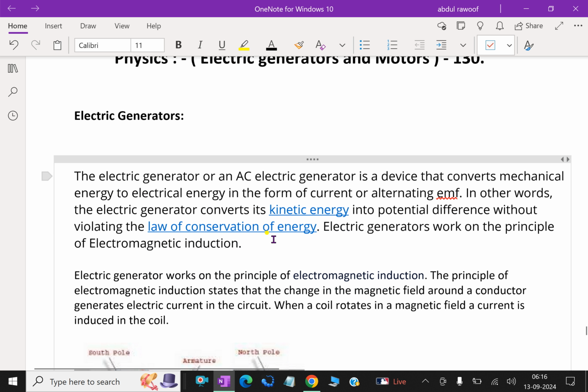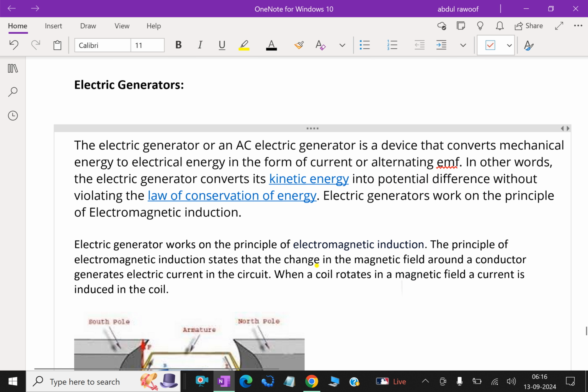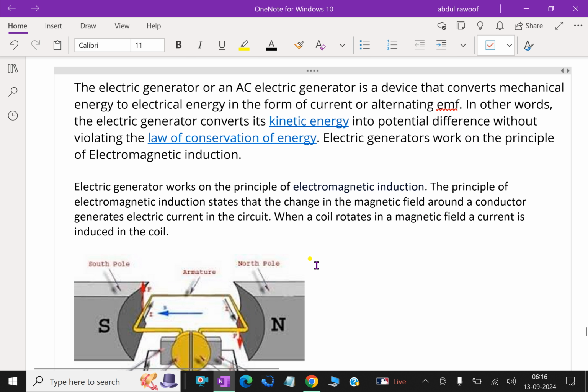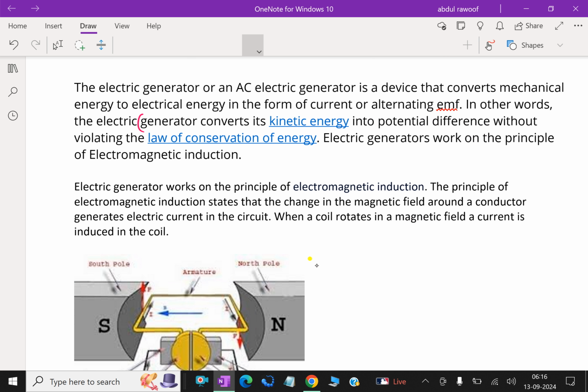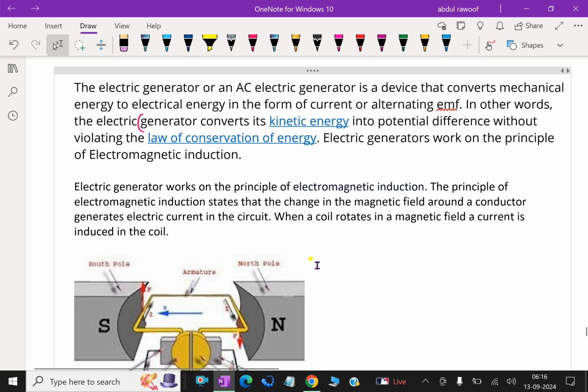the electric generator, or an AC electric generator, is a device that converts mechanical energy to electrical energy in the form of current or alternating EMF, electromotive force. In other words, the electric generator converts kinetic energy into potential difference without violating the law of conservation of energy. Electric generators work on the principle of electromagnetic induction.